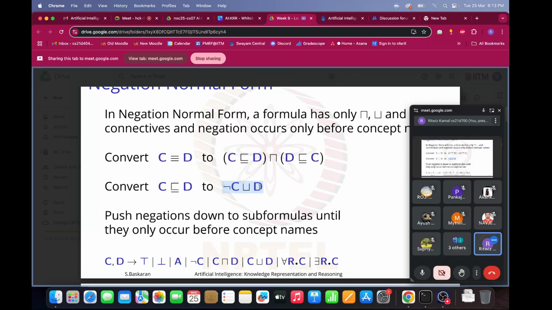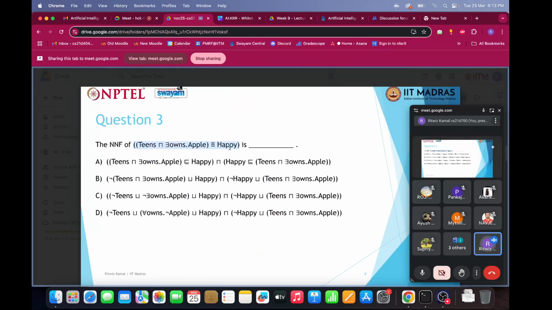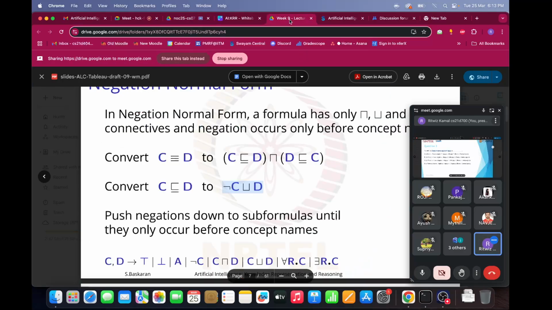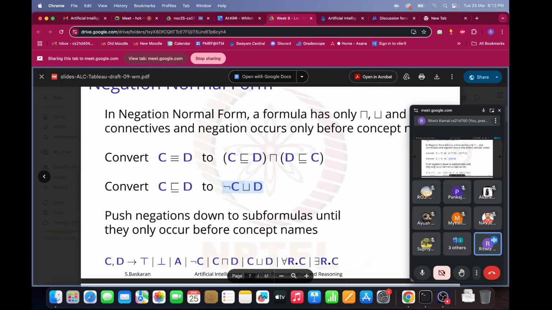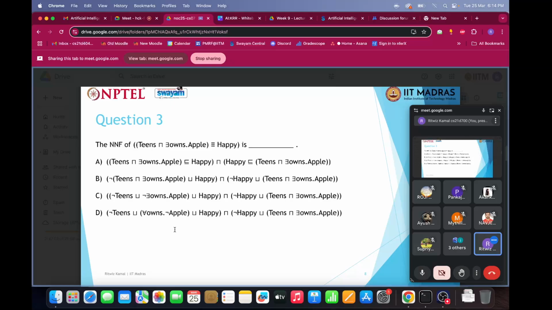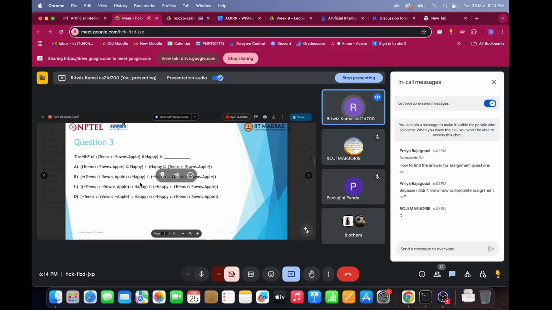Okay, so now coming back to the question, if we have to simplify this to the simplest form, the negation normal form, or NNF, which of the following options do you think we'll obtain? I'll let you try to work it out, and then maybe in a minute we can discuss the solution.